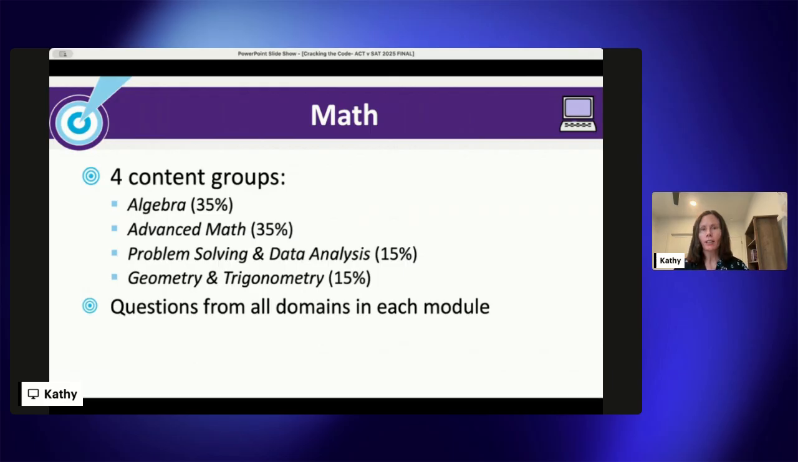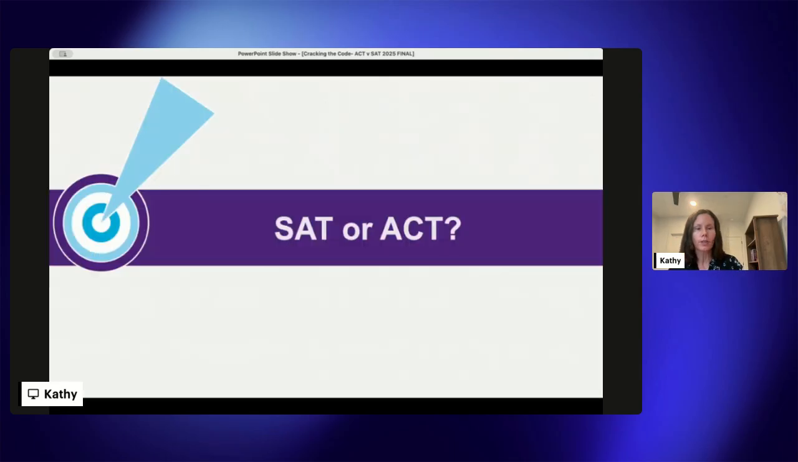So again, we're looking at a lot of algebra, advanced math, problem solving, data analysis, and just a little bit of geometry and trigonometry. Now, what's nice about SAT math is you do get a formula sheet, which you can hide and unhide as needed while you are taking the test. Questions typically progress from easiest to hardest and will also include some free response questions.